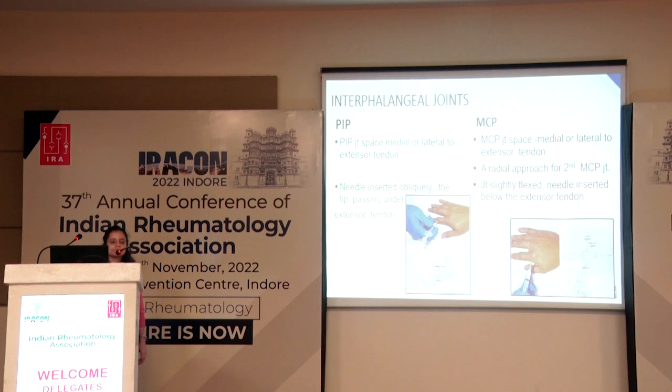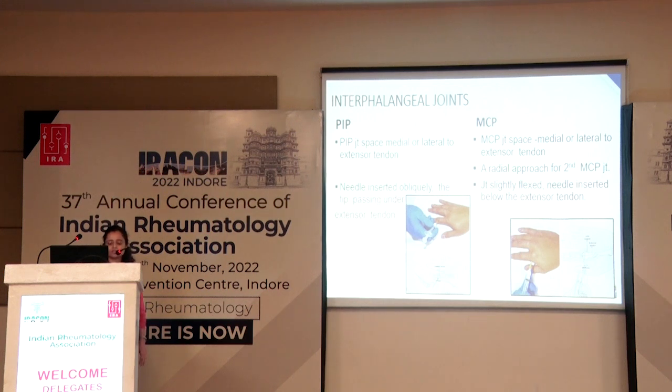For PIP and MCP joints, as previously mentioned, in both of these joints, the volume of steroid which goes is very less, hardly 1 ml. So we will see a bogey swelling in a patient who has an MCP joint swelling or PIP joint swelling. The space is medial or lateral to the extensor tendon.